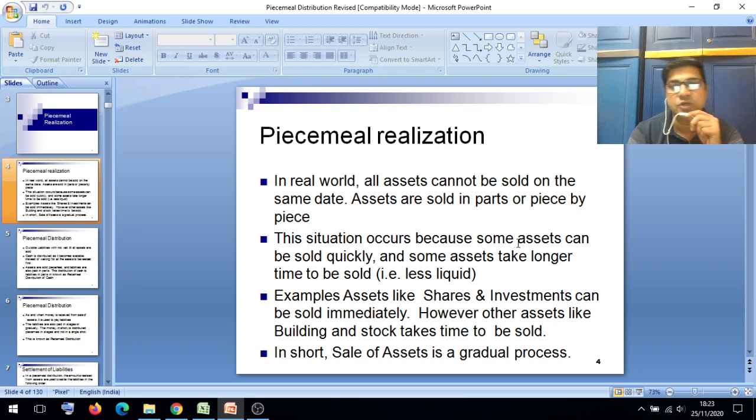This situation occurs because some assets can be sold quickly, while some assets take longer time to be sold. For example, assets like shares and investments can be sold immediately. However, other assets like the breeding stock take time to be sold. In short, sale of the assets is a gradual process. Gradual means slow process.